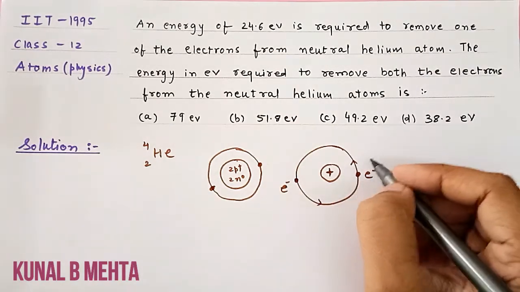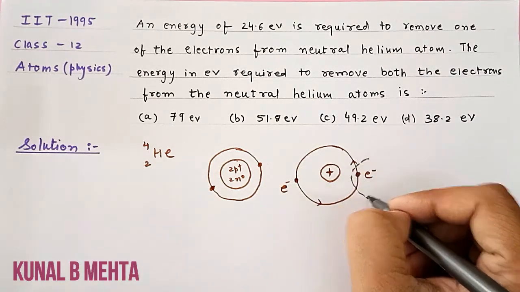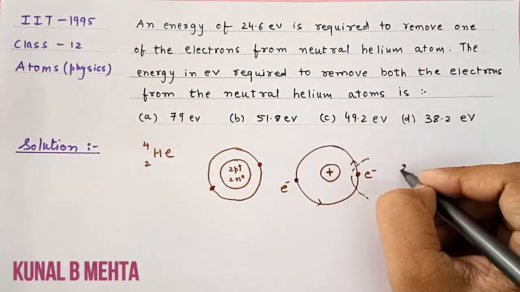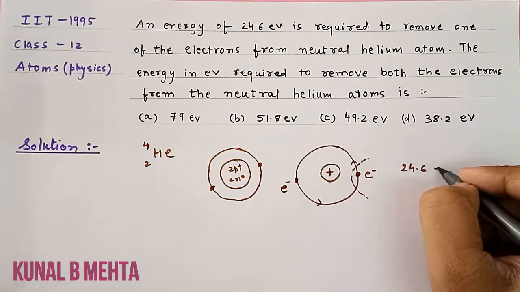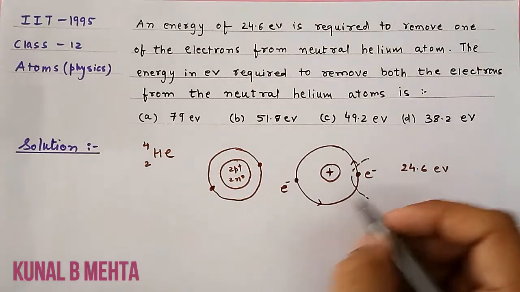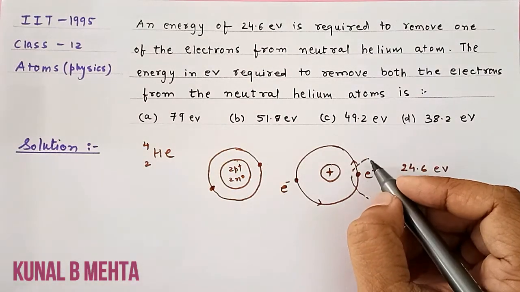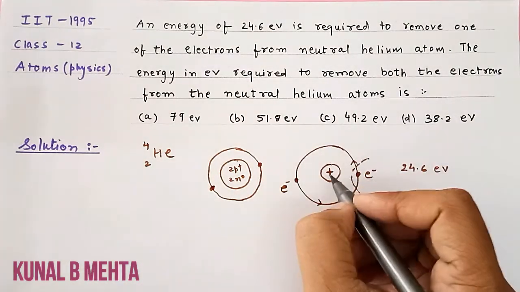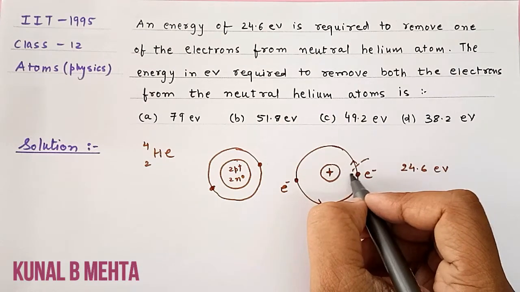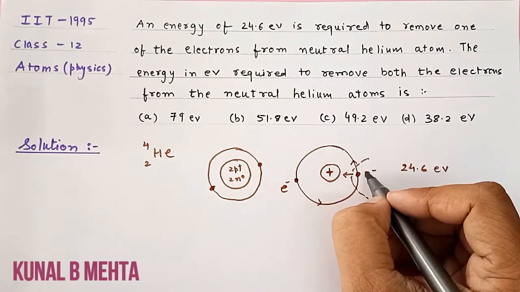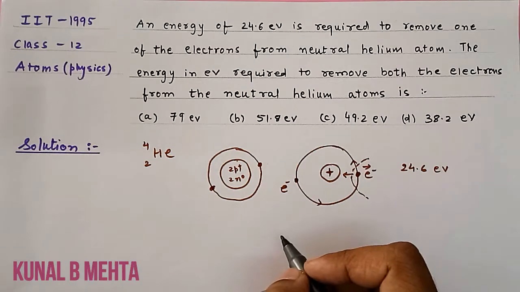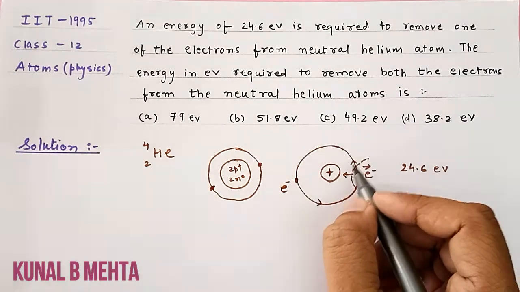So if I am able to remove the first electron, how much amount of energy do I need to give? 24.6 eV, right? And it would be very easier for me to pull out the first electron, because this nucleus is attracting but this electron is repelling. So due to the repulsion, our job gets easier.